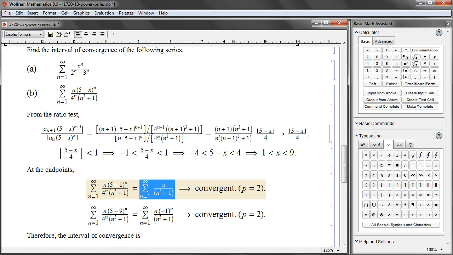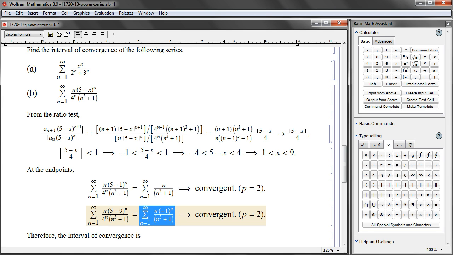Asymptotically, this algebraic series is equivalent to a p-series, 1 over n squared. We're going to have a convergence, or absolute convergence to be a little bit more precise. And you can do the same thing by plugging in x equals 9. We have 5 minus 9 to the nth power, which is -4 to the nth power. After cancellation, we get this numerical series.